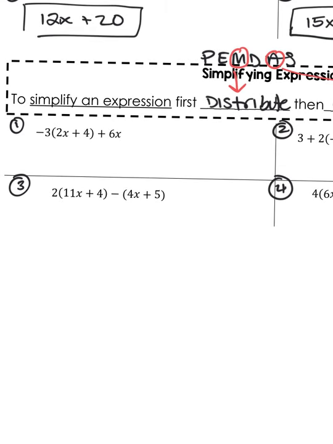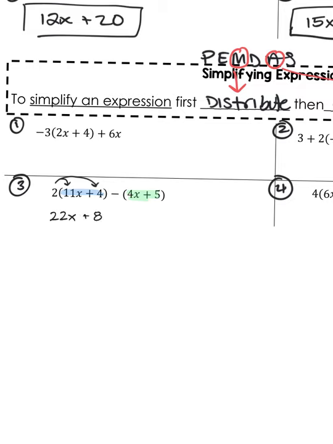So in this problem, the first thing I need to do is distribute. I see 2 sets of parentheses here, which means I have to distribute twice. In my first set of parentheses, I'm distributing a 2 to both terms inside. 2 times 11x is 22x. 2 times 4 is 8.